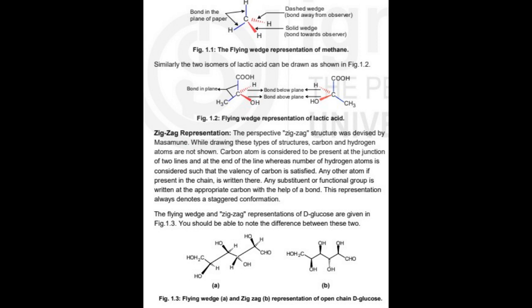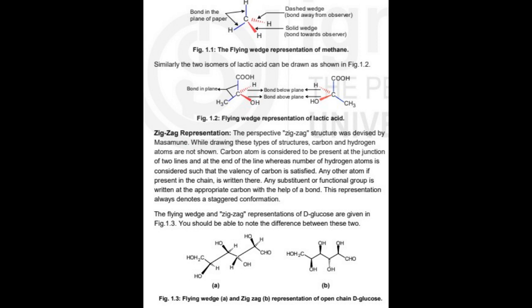Any other atom, if present in the chain, is written there. Any substituent or functional group is written at the appropriate carbon with the help of a bond. This representation always denotes a staggered conformation. The flying wedge and zigzag representations of D-glucose are given in Fig. 1.3. You should be able to note the difference between these two.